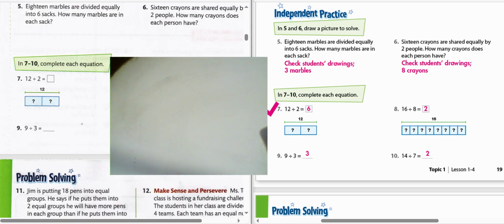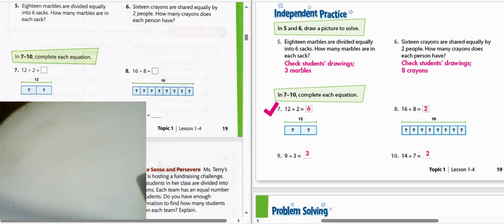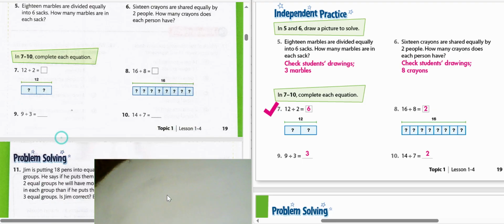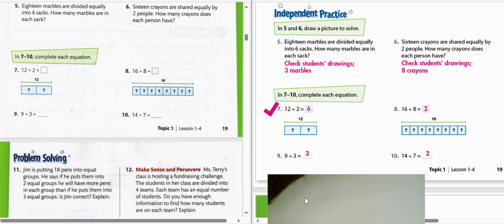Next, questions 7 to 10. Complete each equation. 12 divided by 2 equals what? Look here, 12 divided by 2 equals 6. Then we can write 6 in this place and 6 in this place. 16 divided by 8 equals 2. 9 divided by 3 equals 3. And 14 divided by 7 equals 2 because 7 plus 7 equals 14. 3 plus 3 plus 3 equals 9, then 9 divided by 3 equals 3.